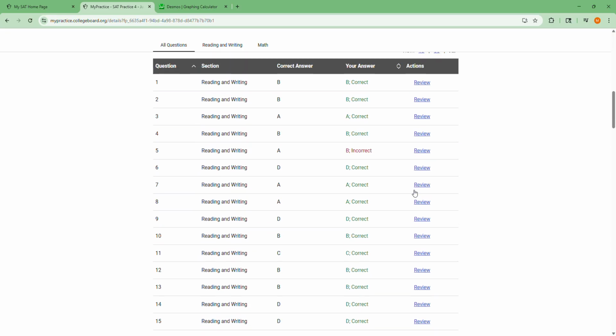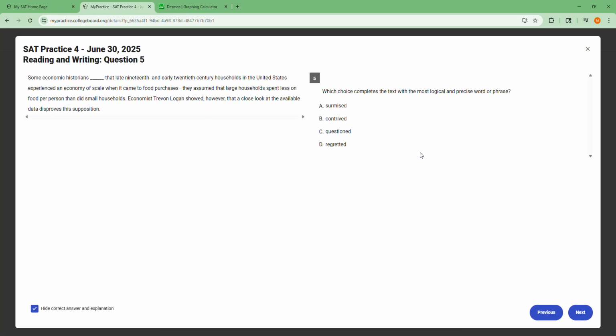Sure. Looks like we do have a words in context question incorrect. First, can I check in on your vocab for this question? Is that a word that you're not as familiar with? Do you know the other three?